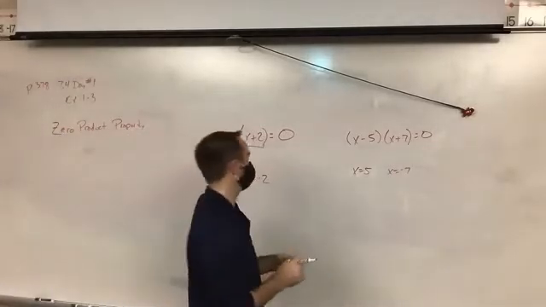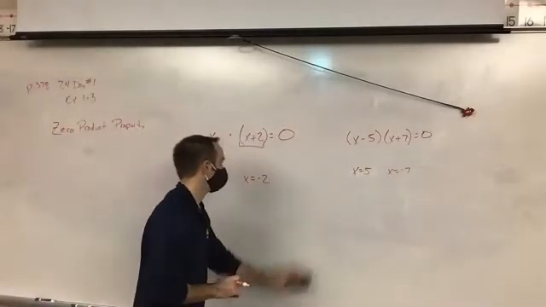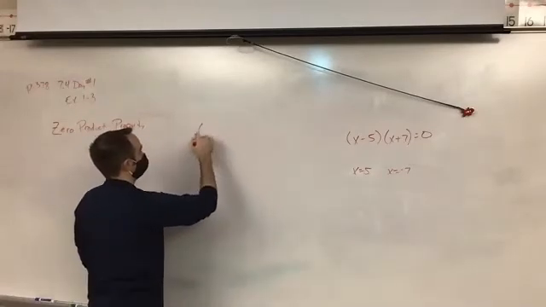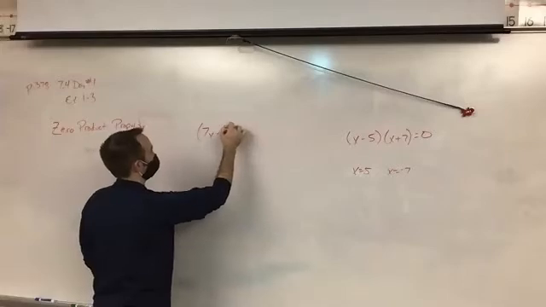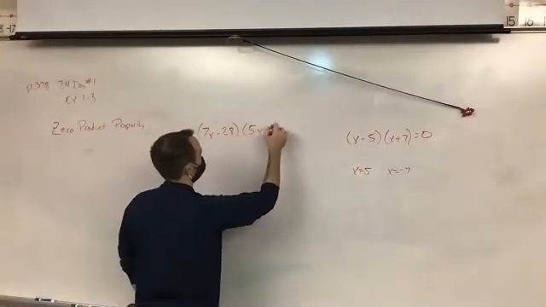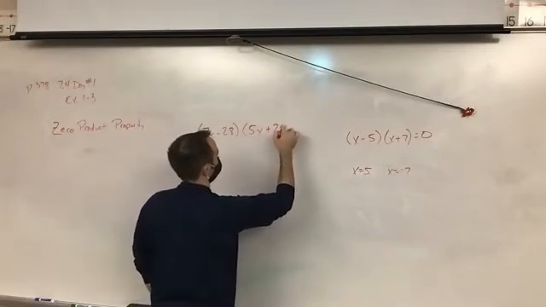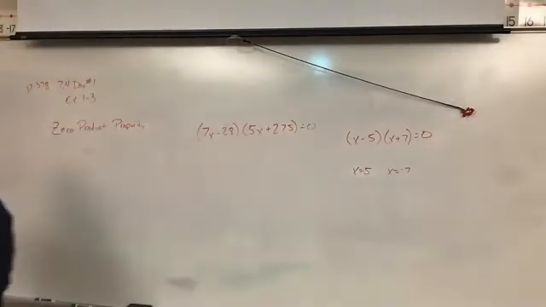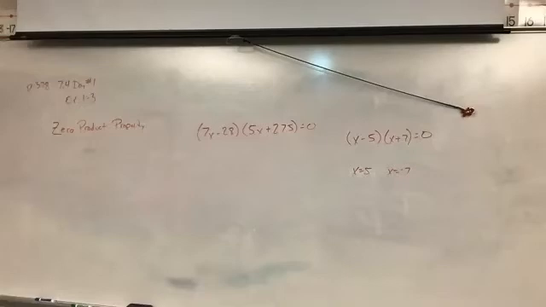Let's say that we had something maybe a little bit harder. Let's say that we had, oh, I don't know, (7x minus 28) times (5x plus 27.5). All right, something slightly harder. Other than just looking at it and trying to figure it out in your head and guess and check, talk to the person next to you: how could I for sure algebraically find these answers?